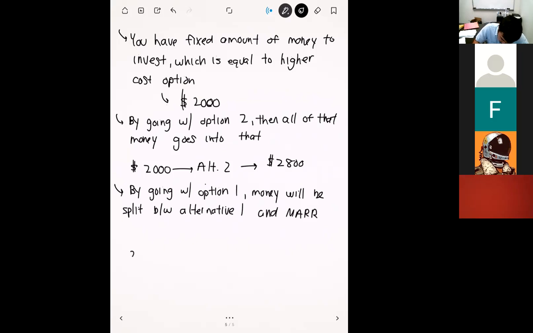And so for option one, we have our $2,000, but now it's going to be split. By putting the first $1,000 into alternative one, we know that we're going to get $1,500 out of this, right?